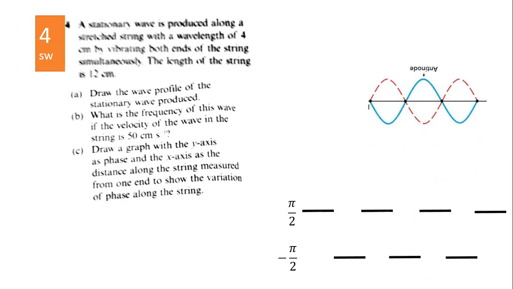A standing wave is produced along a stretched string with a wavelength of 4 cm by vibrating both ends of the string simultaneously. The length of the string is 12 cm. Draw the wave profile of the standing wave produced. This one you should be able to do.